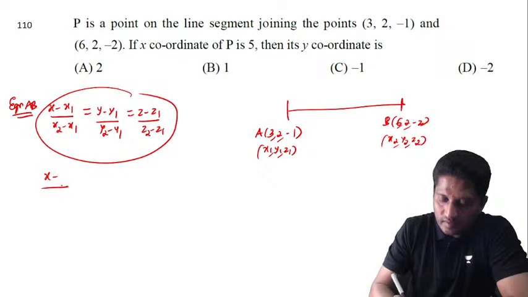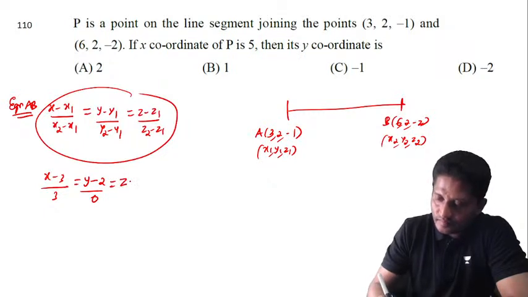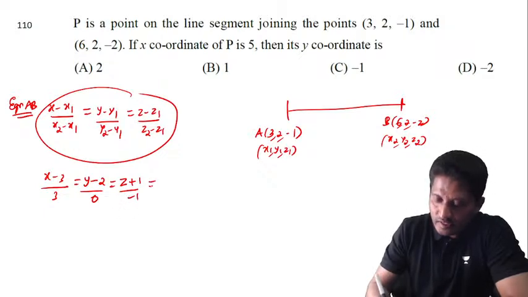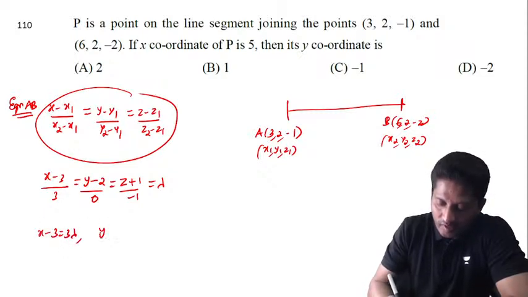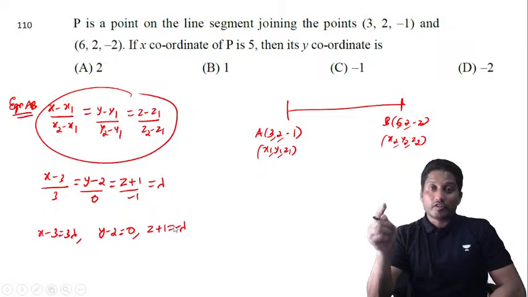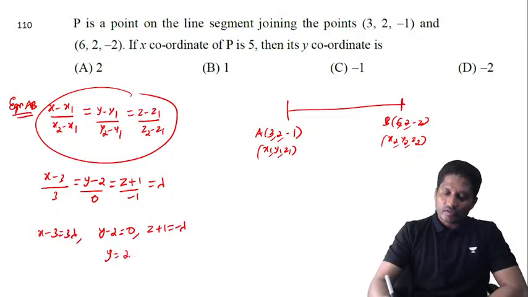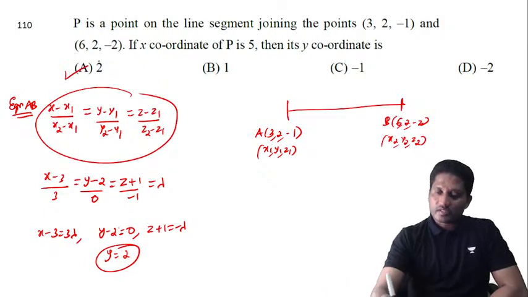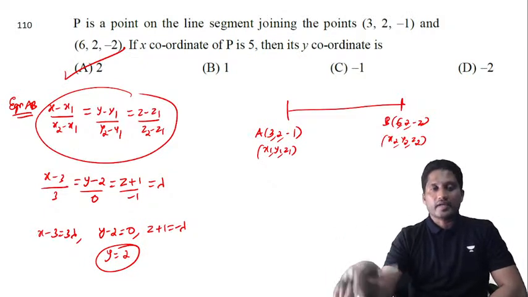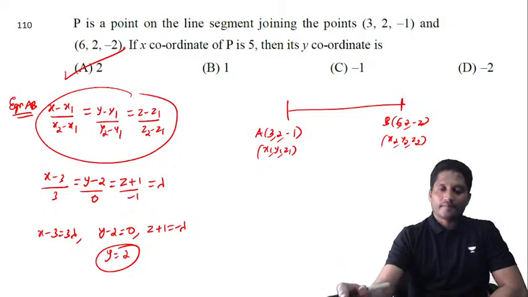x2 minus x1 is 3, y2 minus y1 is 0, z2 minus z1 is minus 1. Anyways, this is equal to lambda. If I cross multiply, x minus 3 is equal to 3 lambda, y minus 2 is equal to 0, and z plus 1 is equal to minus lambda. I'll get the value of y without finding the value of lambda. Straight away y is equal to 2. Don't waste your time. The y coordinate will be equal to 2. In case you get it in terms of lambda, get the value of x and then you find out.